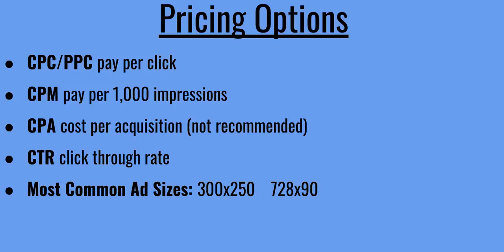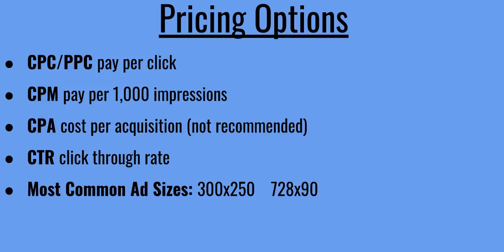The next pricing option here is the CPM, and this is what you're going to come across the most when you're buying media, is this CPM method. CPM stands for cost per million, but it's actually per 1,000 impressions. So the CPM rate is how much you're paying for 1,000 different people to see your ad. It's not how many times they click on it or if they buy or anything like that. It's just how many people that ad is being shown to.